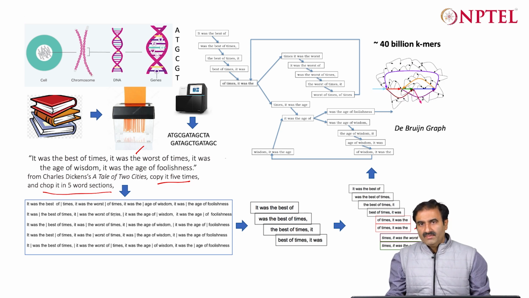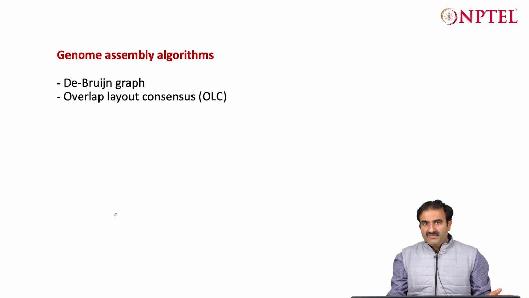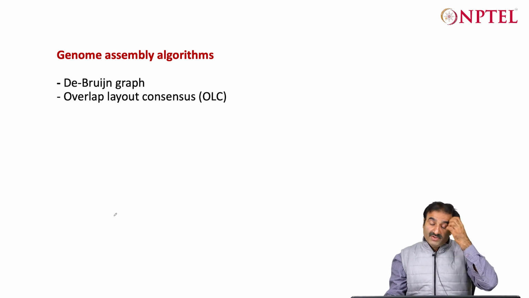You will be dealing with billions of kmers when you are dealing with genomes, because you will be forming nodes and edges, and that will be almost in proportion to your genome size. So there are 2 main genome assembly algorithms, De-Bruijn graph and overlap layout consensus, which you call in short forms DBG and OLC. We'll be dealing with these algorithms today.